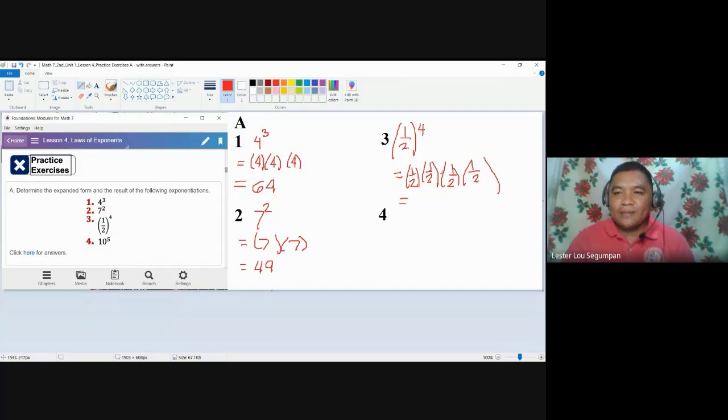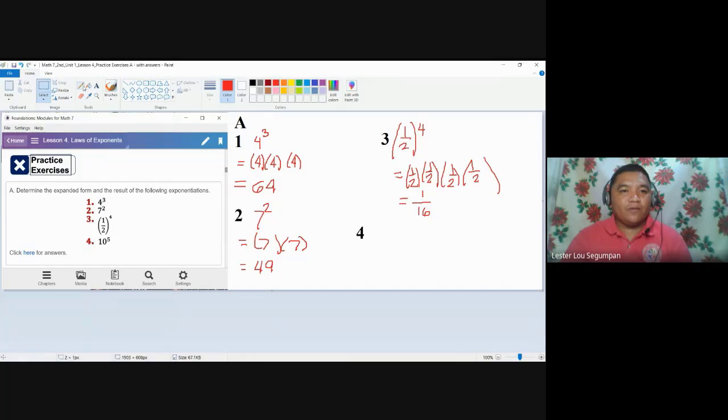1 times 1 times 1 times 1 will give us 1. And for the denominator, you have 2 times 2 times 2 times 2, which will yield 16. So the result for number 3 is 1 over 16.